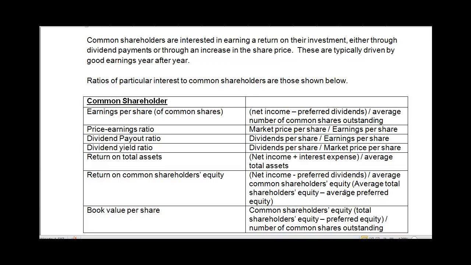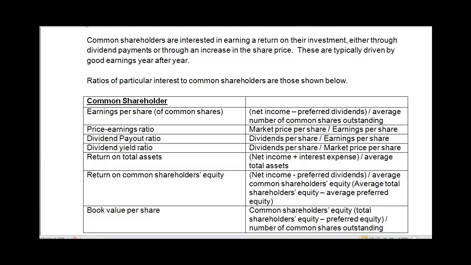So ratios of interest then: earnings per share, price to earnings ratio. This allows you to compare earnings per share against other stocks in the same industry. Dividend payout, how much of the earnings get returned to shareholders in the form of dividends. Dividend yield ratio, how much dividend you get paid for every $1 that you invest in a stock. Return on total assets, so that is going to be the sense of how efficient the company is at using the assets that it has. Return on equity, again, how good the company is at generating returns for shareholders.